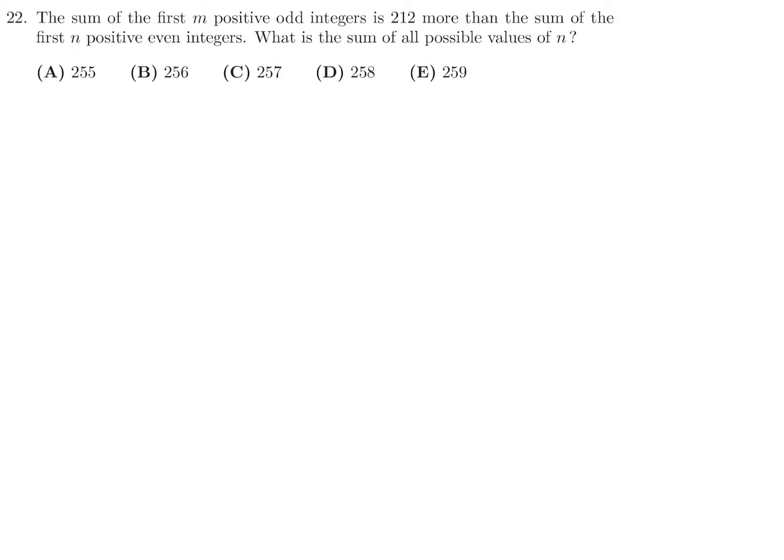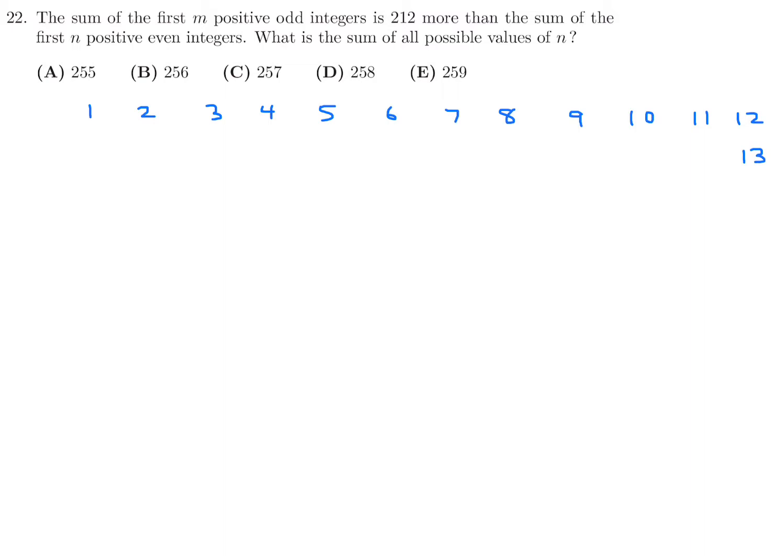The sum of the first m positive odd integers is 212 more than the sum of the first n positive even integers. What is the sum of all possible values of n? Well, we have, let's say, 1, 2, 3, 4, 5, 6, 7, 8, 9, 10. I'm just listing the first few numbers.